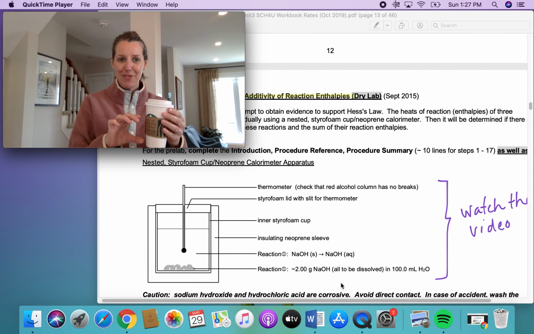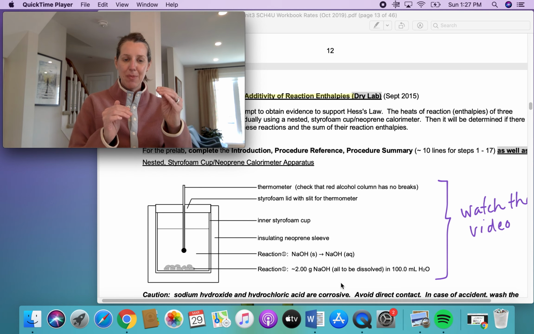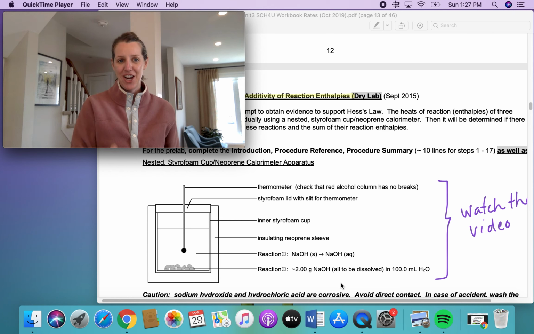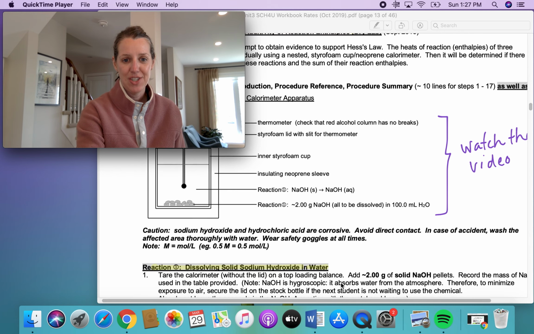Because we know the volume of the water and the specific heat capacity of water and the temperature change, we can calculate the enthalpy. We're going to have 3 different reactions, collect the data, or the fake data in this case because it's a dry lab, and then we're going to see if Hess's law works out: if you add up reaction number 1 and reaction number 3 algebraically, do you get reaction number 2? Okay, and that's basically Hess's law, by adding it up and seeing if this data actually supports that.